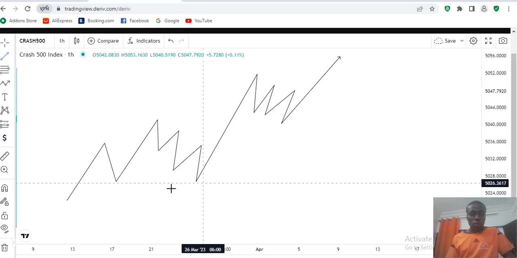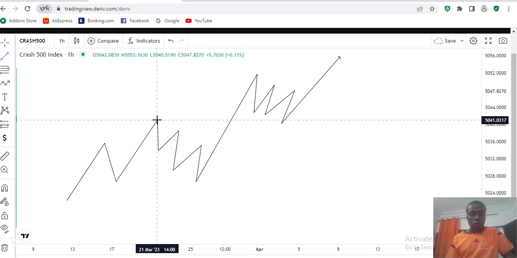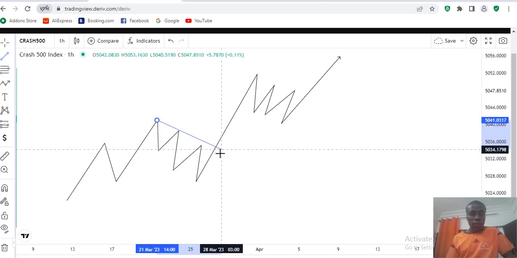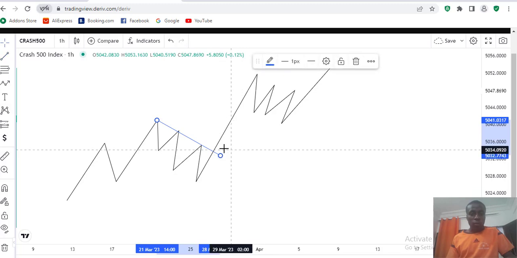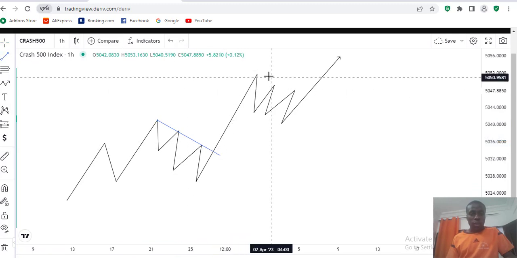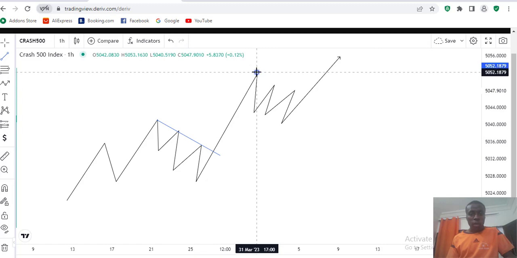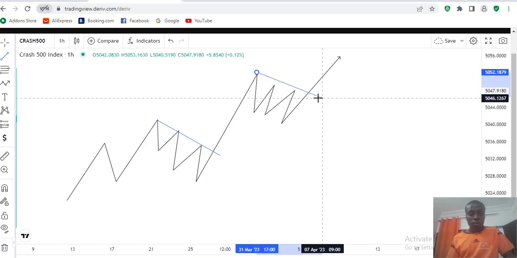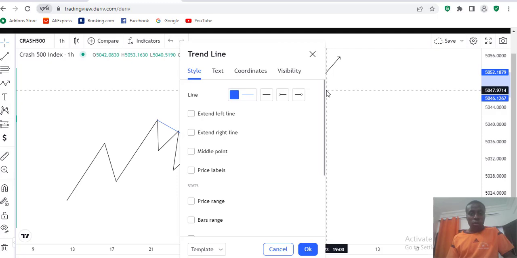So if you don't catch the impulsive move here, we are going to wait for price to break out from here, right? So we'll connect and then we'll wait for price to break out and then we'll take our trades. Sometimes when it consolidates and pulls back, we'll wait for this breakout and we'll take our trades here.